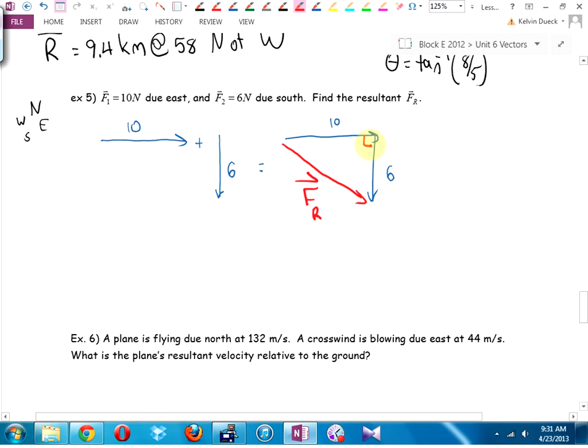Now, if you can do the Pythagoras all on your calculator, I say great. What I would look for, Nathan, in terms of writing is something like this. I would probably like to see this somewhere, 10 squared plus 6 squared. What's the magnitude of the resultant force? 10 squared plus 6 squared, square root? 11.6? Newtons? At?